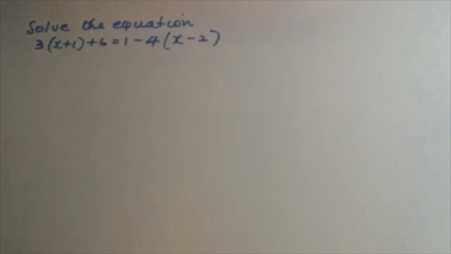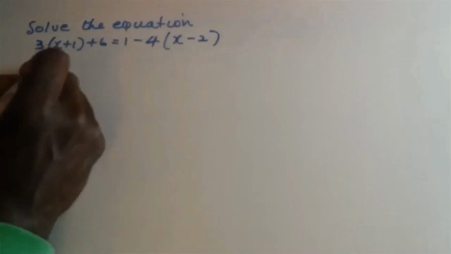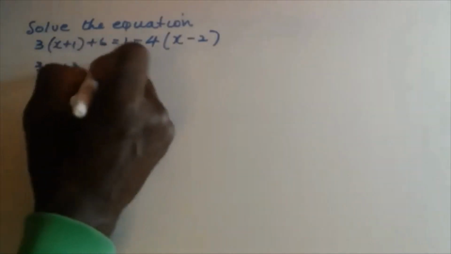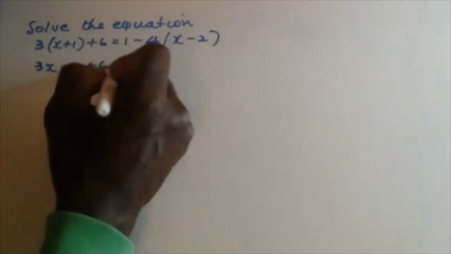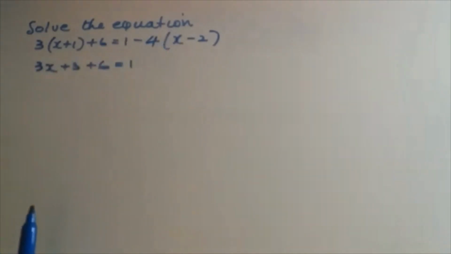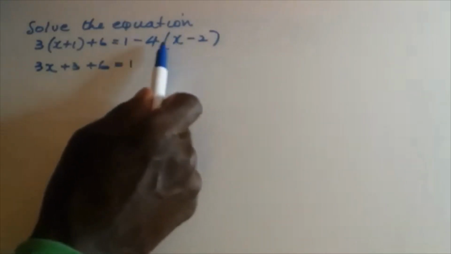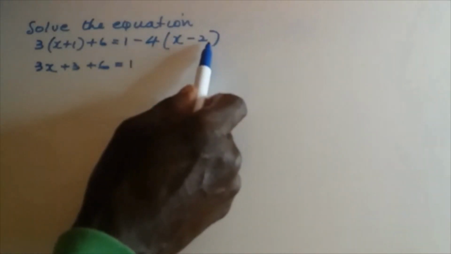Now, first we'll clear the brackets. I like to say that rather than say expand the brackets, because there'll be no brackets by the time we've finished here. So we clear the brackets. We have 3x, add 3, add 6 is equal to 1. Now this negative 4 is multiplied, or will be multiplied by everything in the bracket.